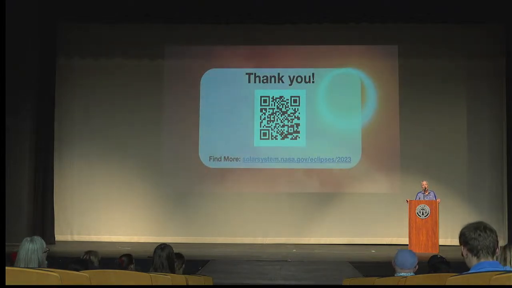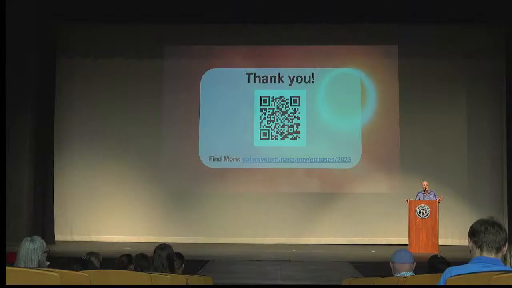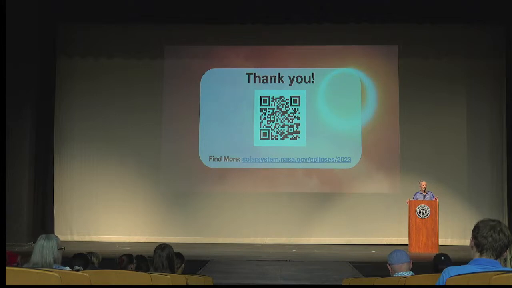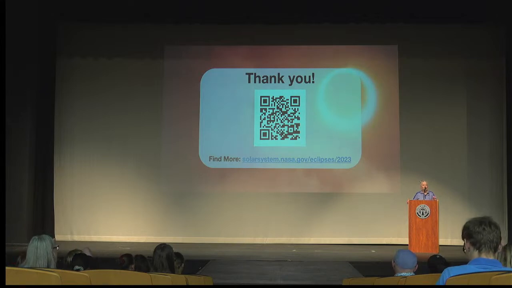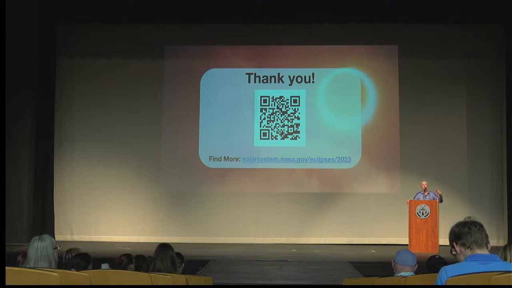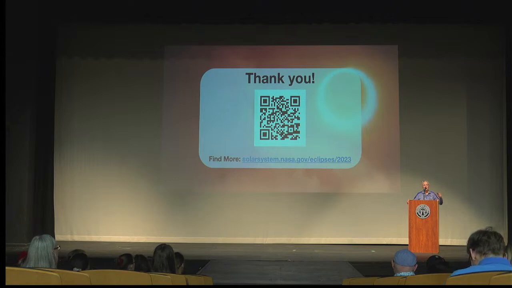I will take some questions, but before we start that, I just want you to know that NASA will have streaming sites for both the total eclipse and the annular eclipse. Annular is in October. For the annular, they'll be in Kerrville, Texas, and Albuquerque, New Mexico. For the total eclipse, they'll be in Kerrville, Texas.